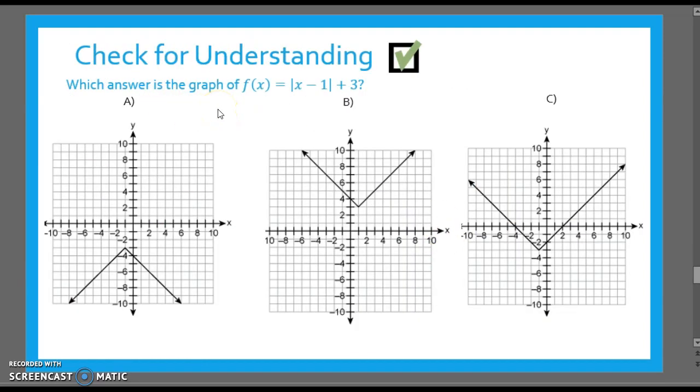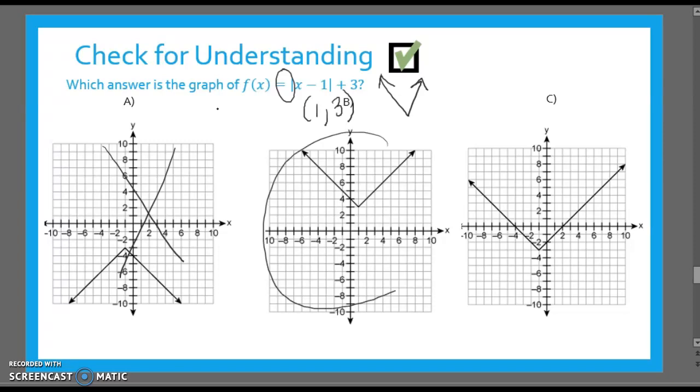So which is the answer to the graph of f of x equals the absolute value of x minus 1, plus 3? Well, our vertex here is at +1, +3, and this is not negative, so it still opens up like a V. So obviously A is out. So let's find the vertex. 1, 3, not -1, 3, so B is the correct answer. There's our graph right there.